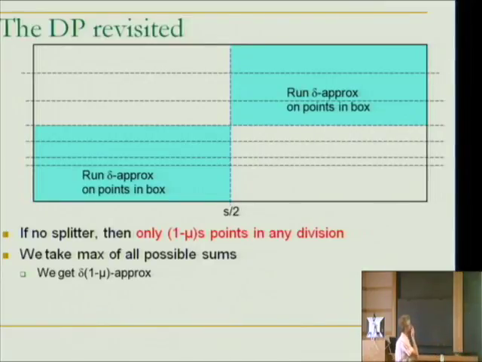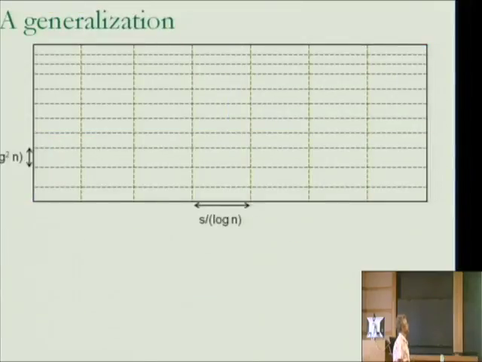So, if you think about what other things you can do along these lines, well, you can divide things up into more regions. All right, so let's do it. So, that blue region represents where the true LIS lies.